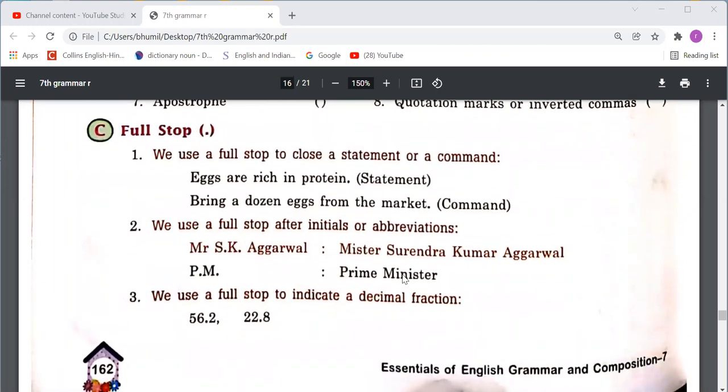Now come to the second point. We use a full stop after initials or abbreviations, like Mr. S.K. Agarwal, Mr. Surinder Kumar Agarwal. PM means Prime Minister. So dear students, whenever we have to use short forms, that is initials or abbreviations, we can also use a full stop. First we write the letter and then we mention a full stop. So in that case also we can mention the full stop for abbreviations and initials, meaning the short forms.